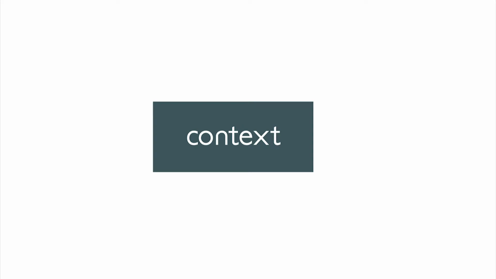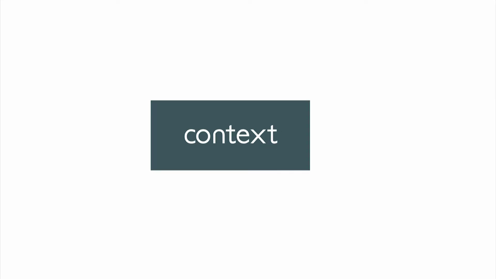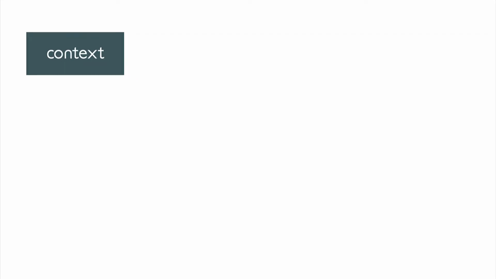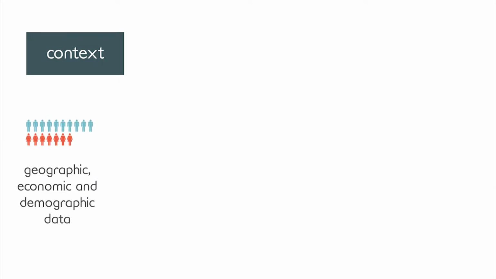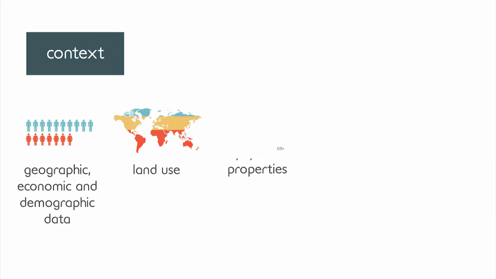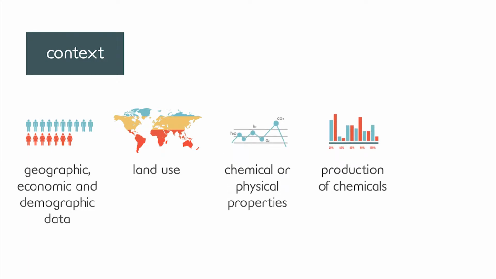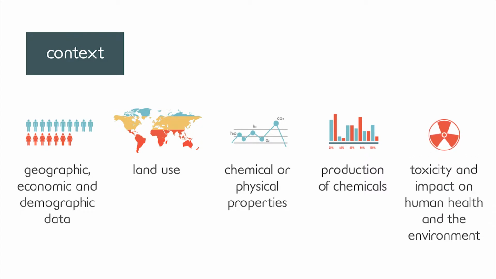As for the context, different types of information can be presented along with the PRTR data, such as geographic, economic and demographic data, land use, chemical or physical properties of the reported substances, production of chemicals, toxicity and impact on human health and the environment.